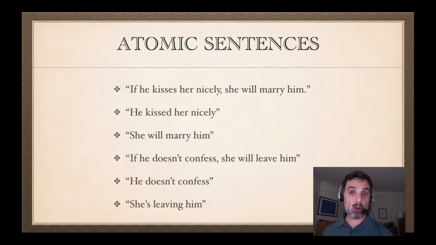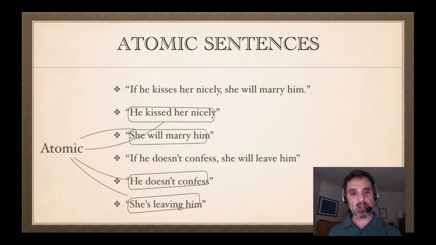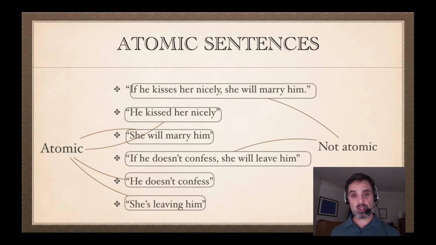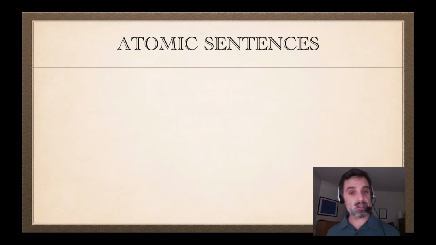So we're going to need one new piece of terminology to describe how our symbolization is going to work. Simple piece of terminology, but it is new. And that new phrase is atomic sentence. So we have here a list of 6 sentences. Some of them are atomic, namely, he kissed her nicely and she will marry him. Those are atomic. He doesn't confess and she's leaving him. Those are atomic. On the other hand, the conditionals, if he kisses her nicely, she will marry him, and if he doesn't confess, she will leave him. Those are not atomic. So how do we define atomic sentence?